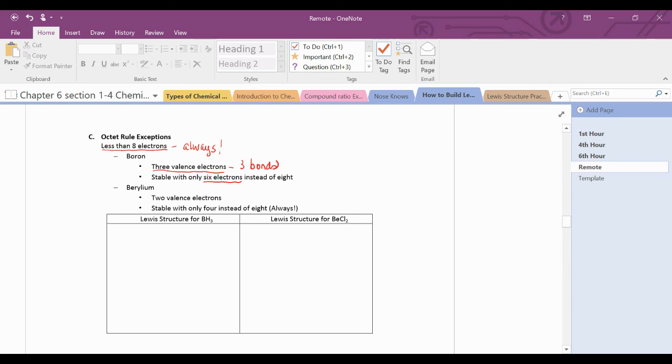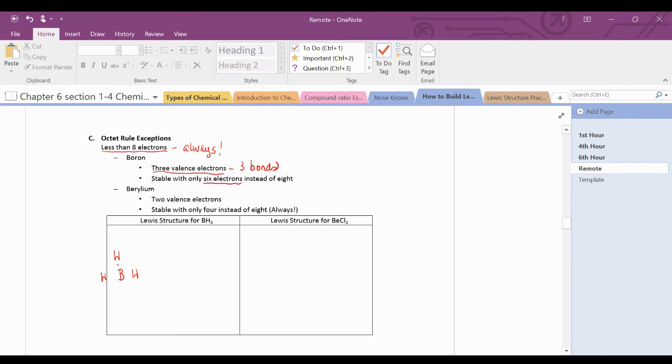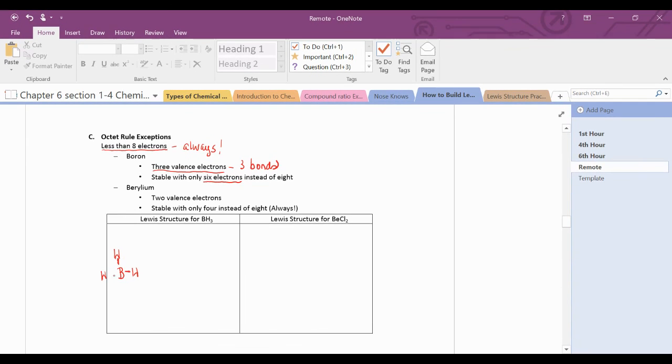So let's look at what this looks like. We could have BH3 and boron, since there's only one atom of boron, that would make it our central atom. And it would have 3 hydrogens surrounding it. And remember, we can draw this one of 2 ways. So we can draw them with the dashes between the 2 elements representing bonds. So it would look like this. Again, remember that hydrogen can only bond once, because it only has 1 valence electron, so hydrogen should never have unshared electrons around it.